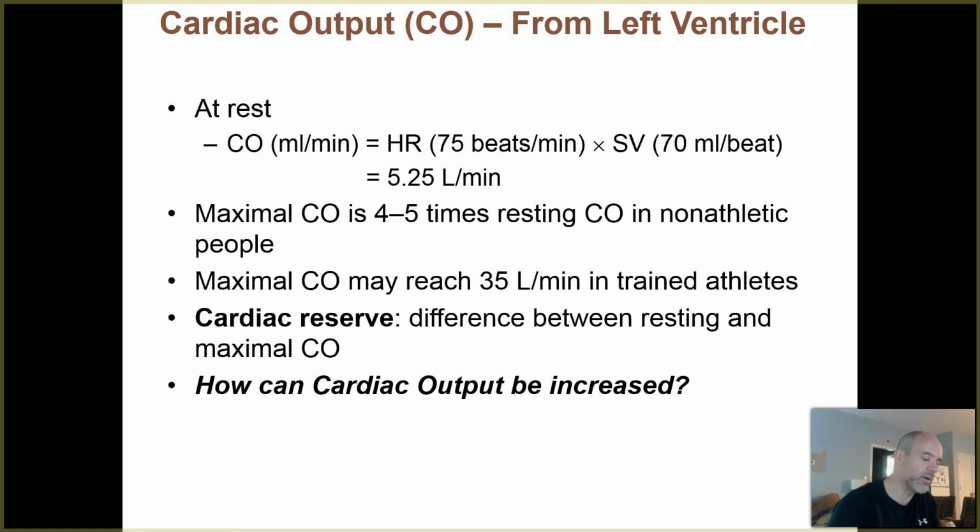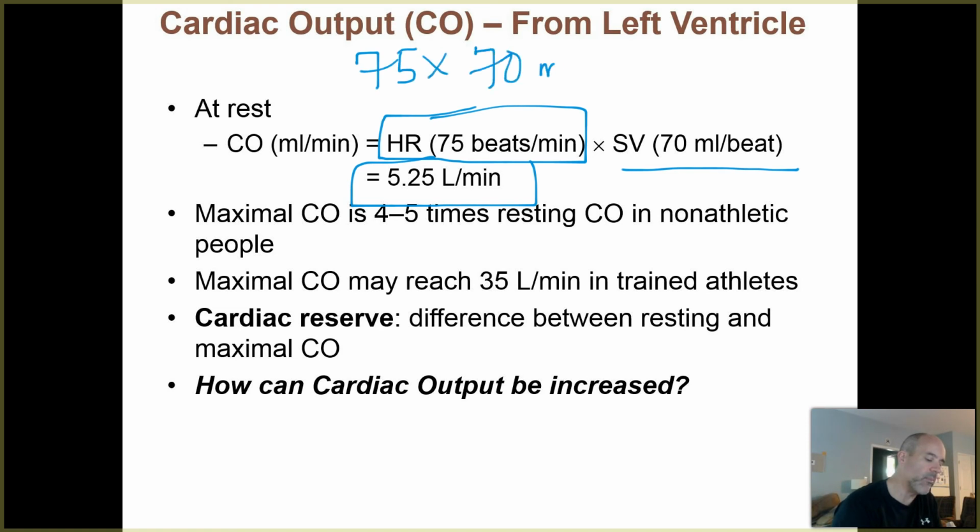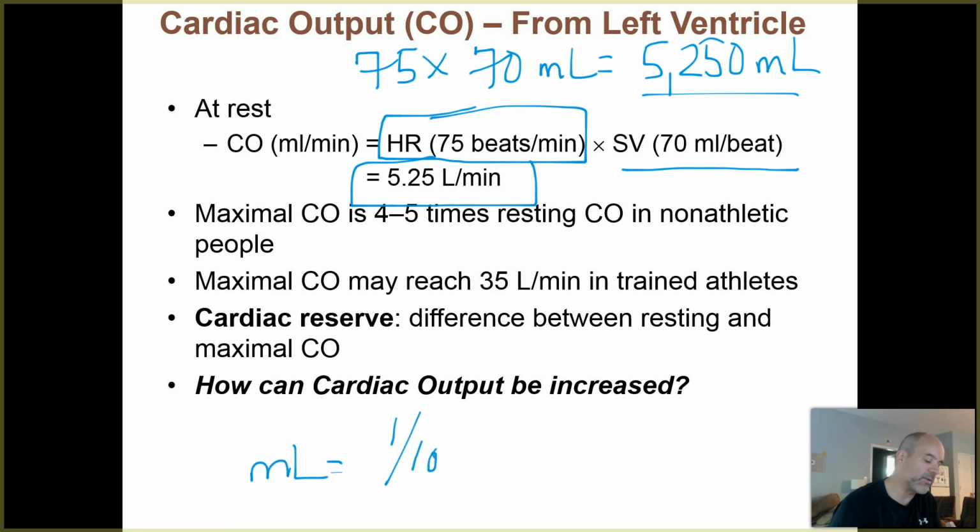So here's a typical calculation. Heart rate, average 75 beats per minute, times a stroke volume of 70 milliliters per beat gives us an overall volume of 5.25 liters per minute. Okay, and so why is that? That's because 75 times 70 milliliters is 5,250 milliliters. A milliliter, or an ml, is 1/1000th of a liter. So if you take 5,250 and you divide that by 1,000, that's going to tell you how many liters of blood you're pumping out from the left ventricle each minute. And that's 5.25 liters per minute.